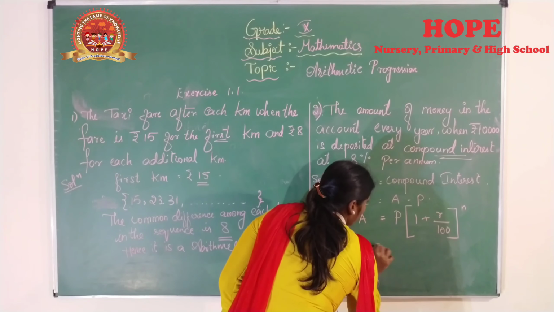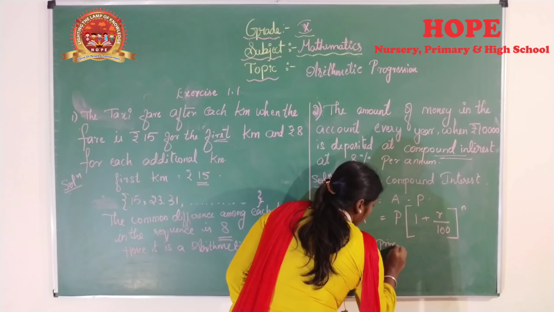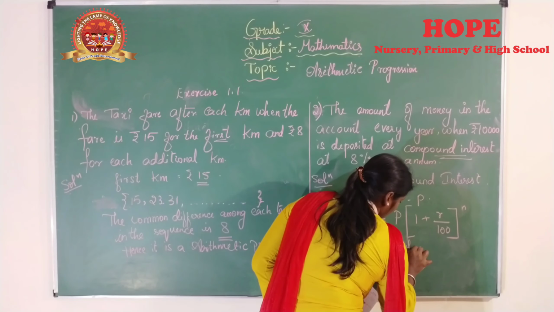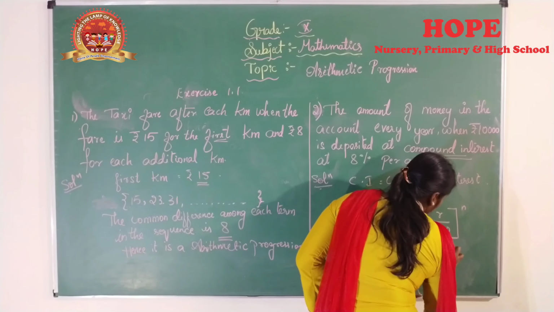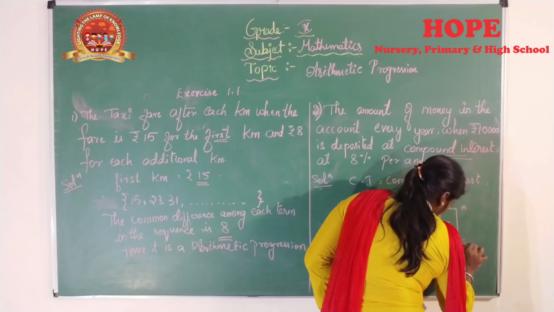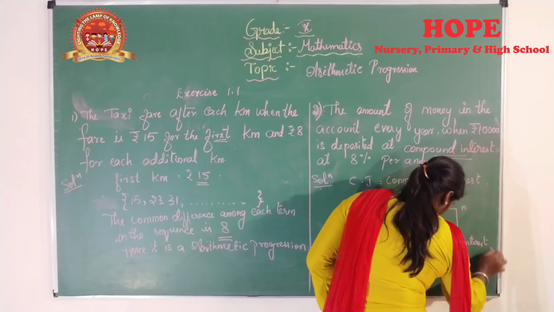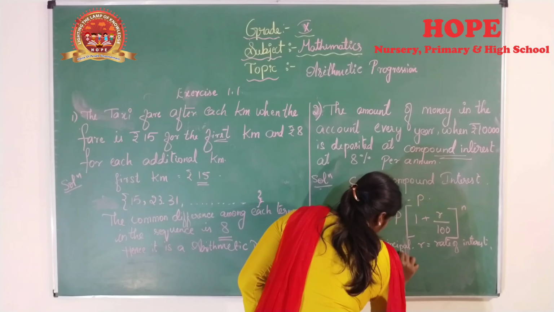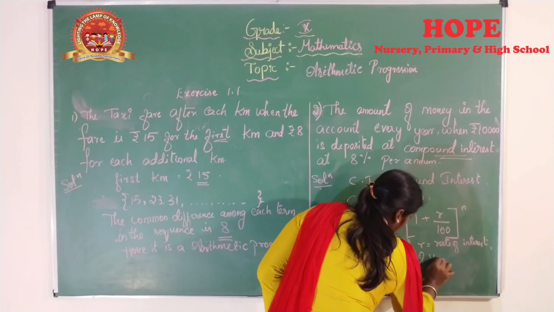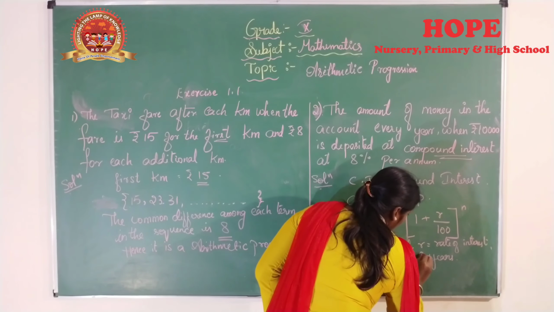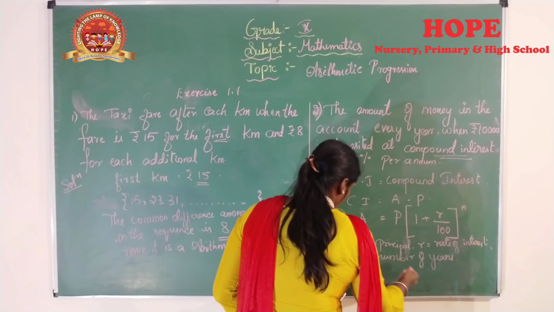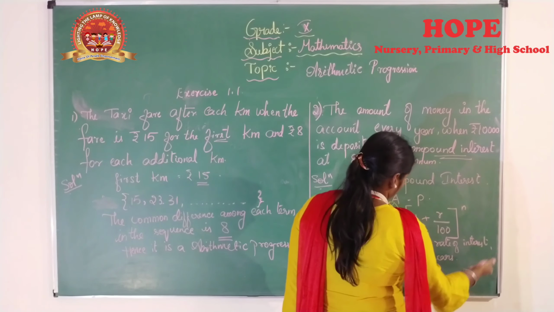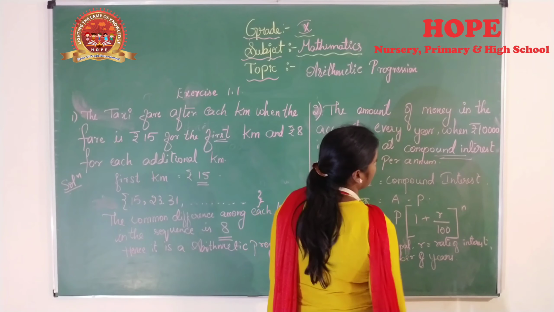Here P is the principal amount, R is the rate of interest, and N is the number of years. For the first year, second year, third year, it goes on with the years. So P is the principal, R is the rate of interest, and N is the number of years.